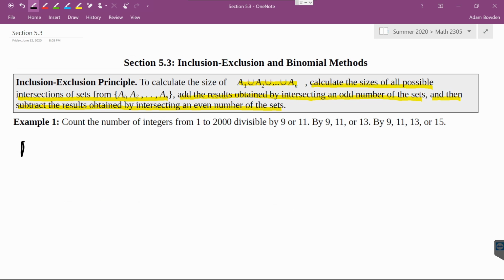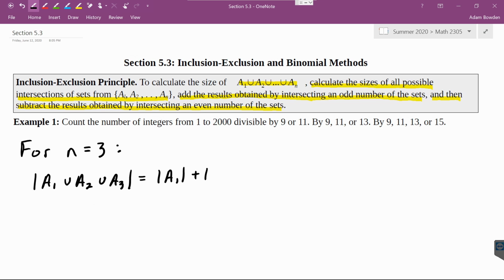So here's an example of how this goes for, say, n equals 3. We have 3 sets: A1 union A2 union A3. We want to calculate the number of elements in the union of those 3 sets. The inclusion-exclusion principle says this is going to be equal to, first off, the number of elements in A1 plus the number of elements in A2 plus the number of elements in A3. And when they're mutually disjoint, this is all we really have to worry about.